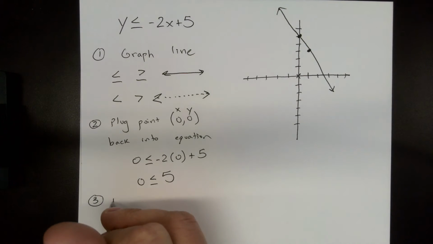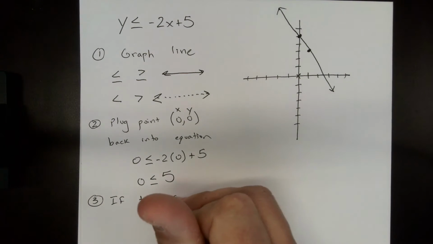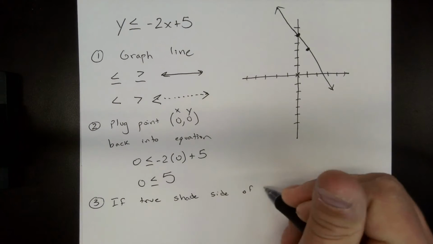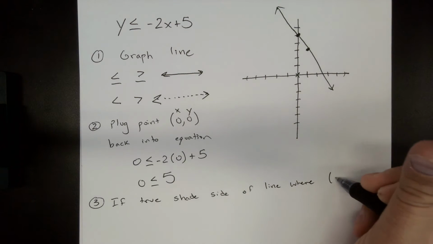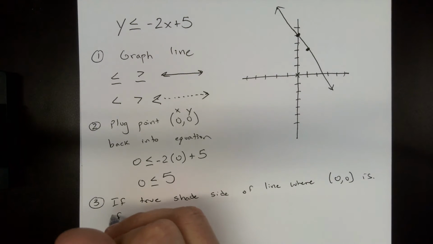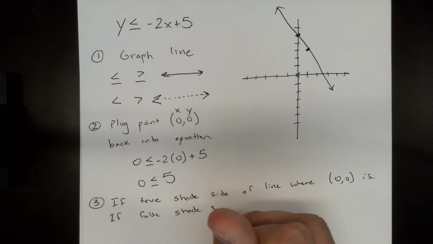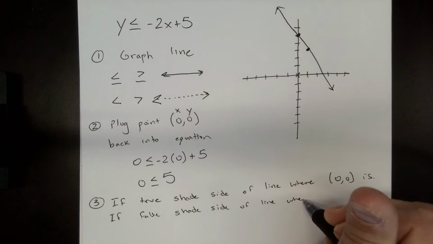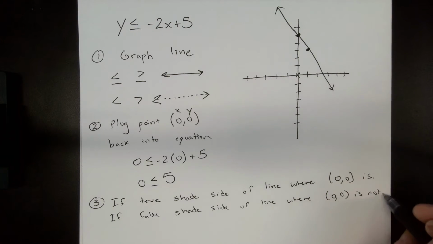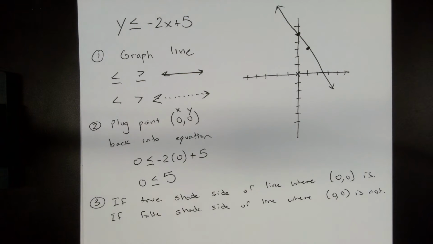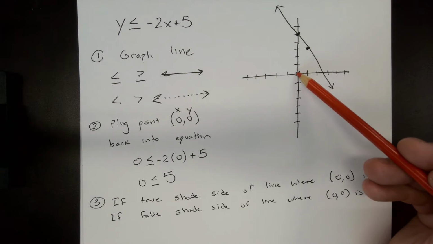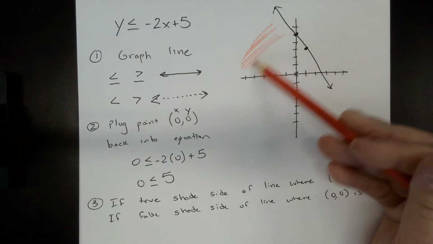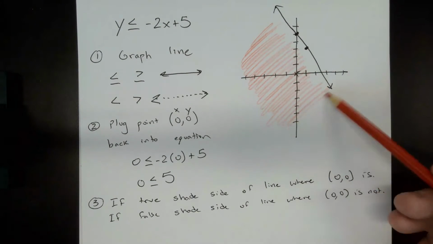Step number 3. If true, shade side of line where 0, 0 is. If false, shade side of line where 0, 0 is not. So it is true because 0 is in fact less than or equal to negative 5, right? So because it's true and 0, 0 is on this side of this line, we are going to shade this side of the line.